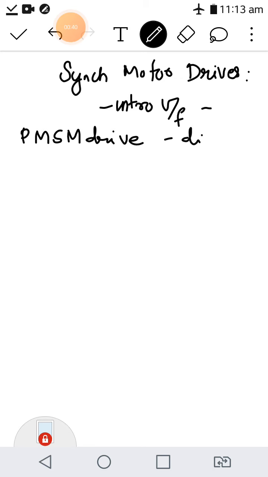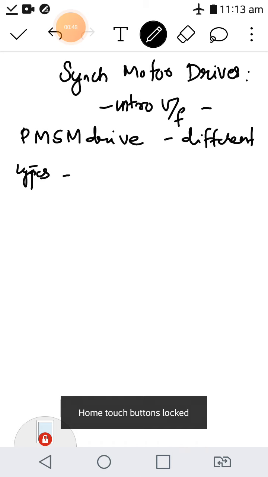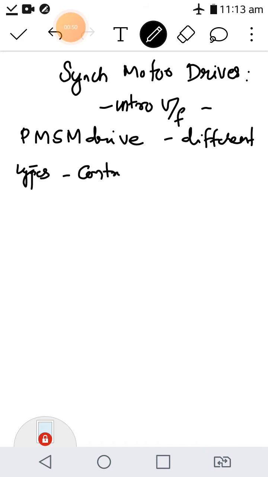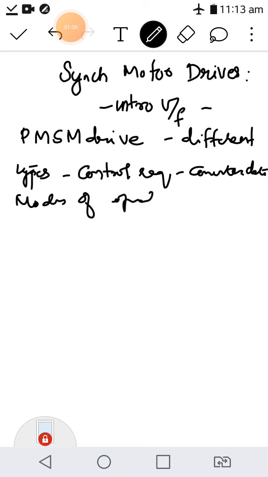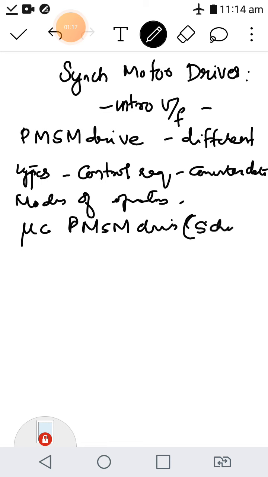And what are the different types? What are the control requirements? Different converter circuits and modes of operation. And the last topic is the microcontroller based permanent magnet synchronous motor drive. And in the syllabus it is clearly written that schematic only required.